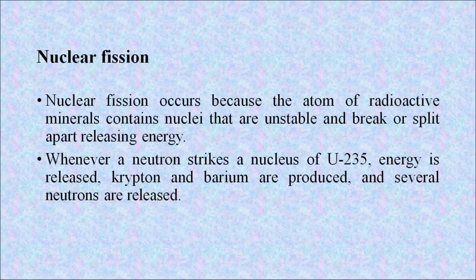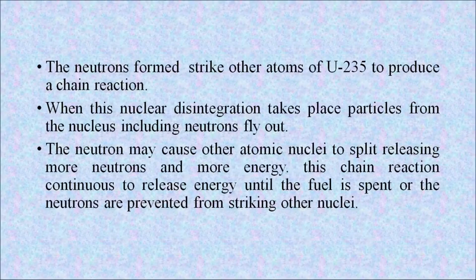Nuclear fission. Nuclear fission occurs because the atoms of radioactive minerals contain nuclei that are unstable and break or split apart, releasing energy. Whenever a neutron strikes a nucleus of U-235, energy is released, krypton and barium are produced, and several neutrons are released. The neutrons formed strike other atoms of U-235 to produce a chain reaction.